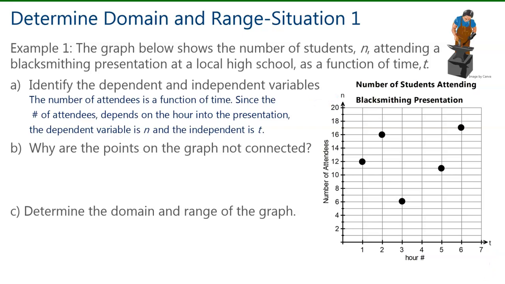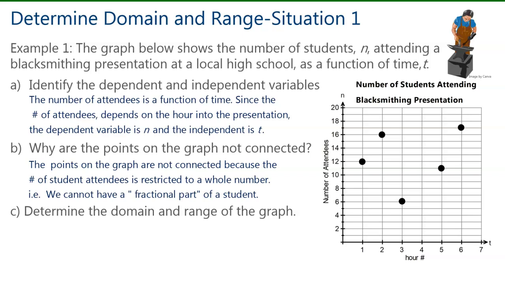B. Why are the points on the graph not connected? The points on the graph are not connected because the number of student attendees is restricted to a whole number. That means we cannot have a fractional part of a student. Let's look at the domain and range of the graph.